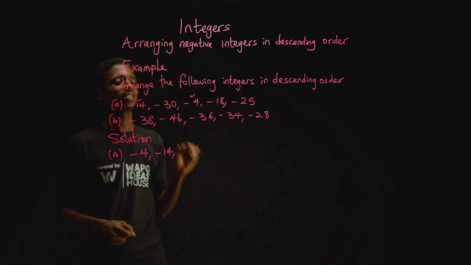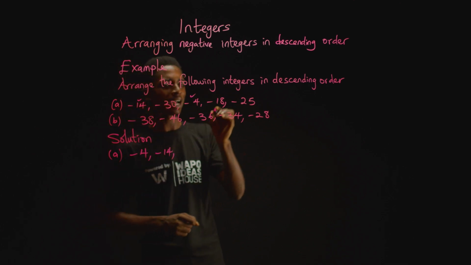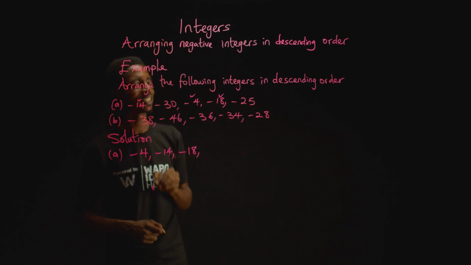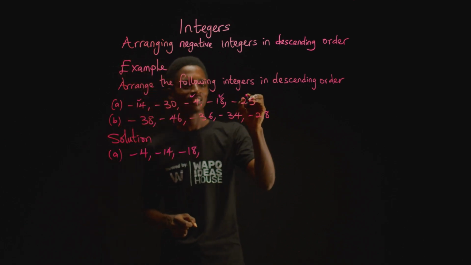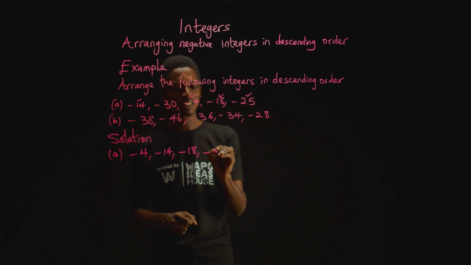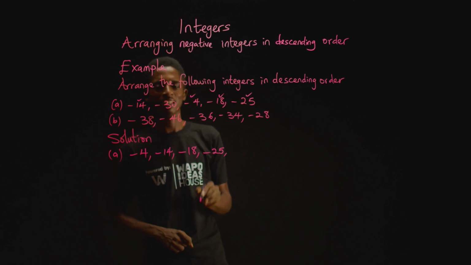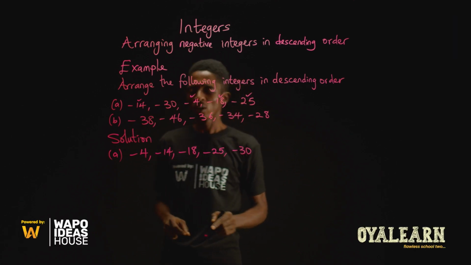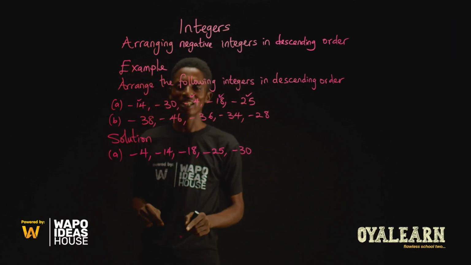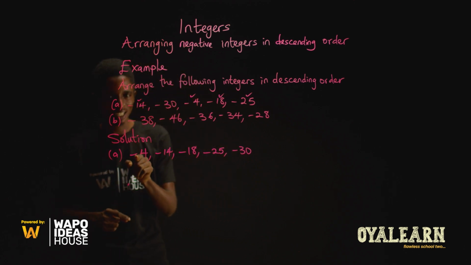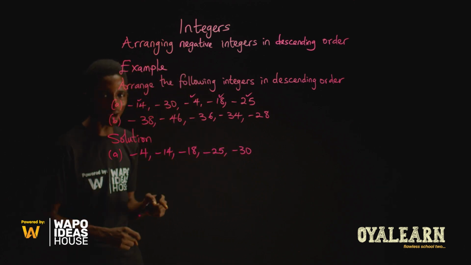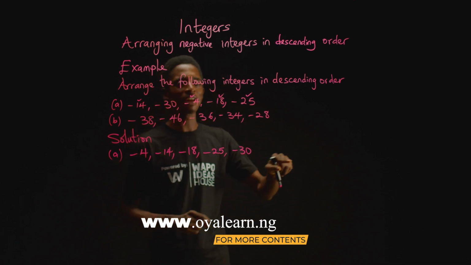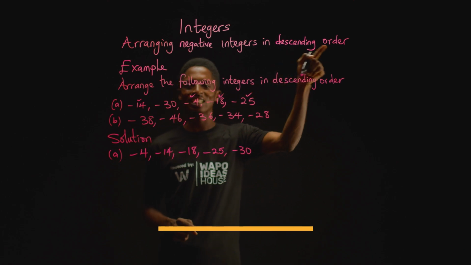minus 14. Good. Followed by that, we have minus 18. And then minus 25. Then finally, minus 30. In this set of numbers now, the largest is minus 4 and the smallest is minus 30. This is how we arrange in descending order.